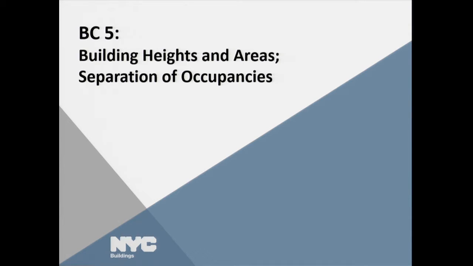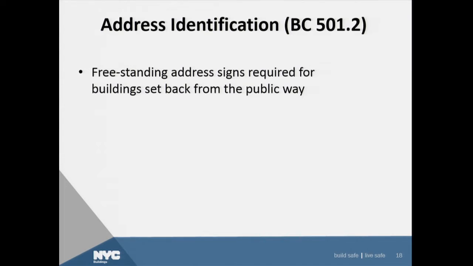Okay, separation of occupancy is Chapter 5. Before we get into separation of occupancy, also in Chapter 5 is a requirement for freestanding address signs. So if the building is set back from the roadway, in order for the EMS or the fire department to get to the building, they want to see the numbers.